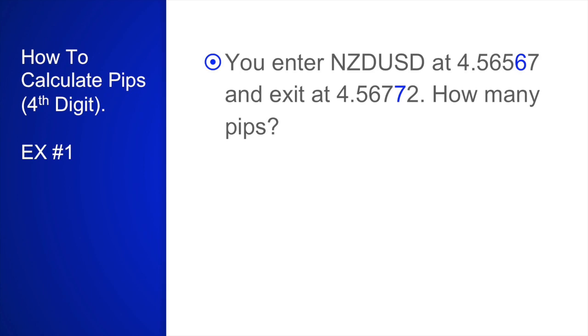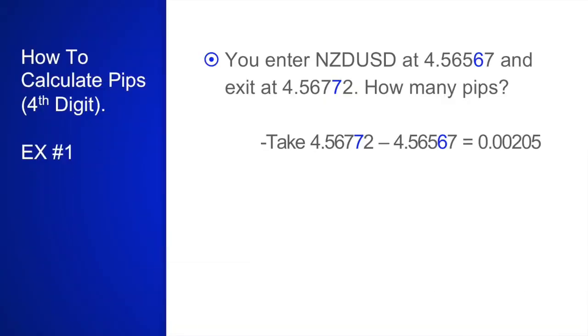How do you actually calculate them? Remember, the pip is the fourth digit. So here's an example. Here's a scenario. You enter NZD/USD at 4.56567 and exit at 4.56772. How many pips did you gain or lose? And first of all, pay attention. Notice which numbers are the pips position. Okay, make sure you pay attention to that, because what you're going to want to do is subtract these numbers, but you have to know which one is the pip, which one is the one that has your focus.